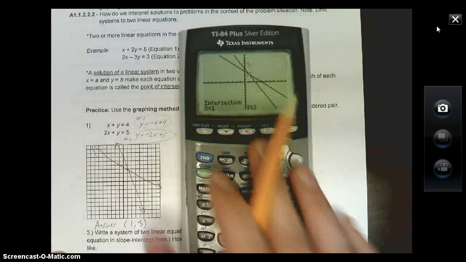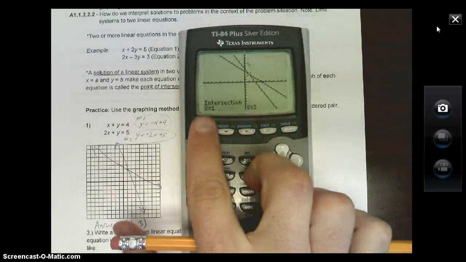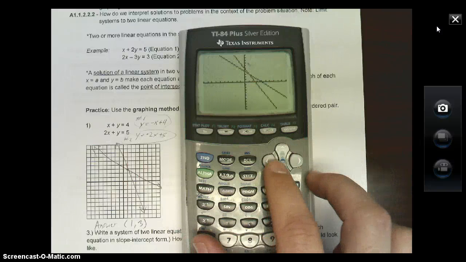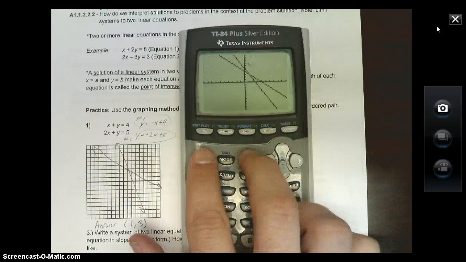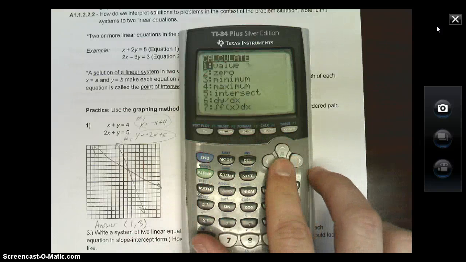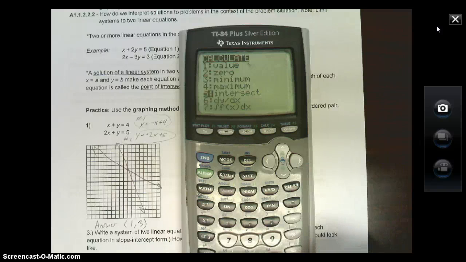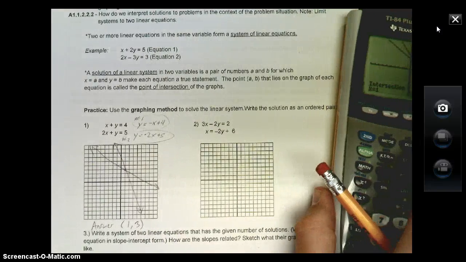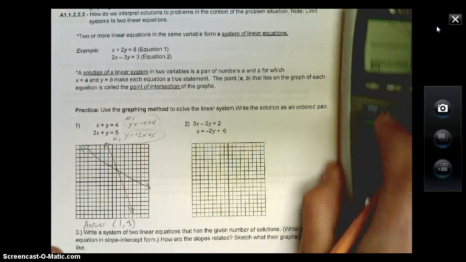All right, just one more time to show you guys. So I'm going to go to y equals, you type everything in, hit graph. Then once they're graphed, second, trace, intersect, number 5, enter, enter, enter. So I'm going to get you guys started on number 2, and I'm going to let you finish it on your own.